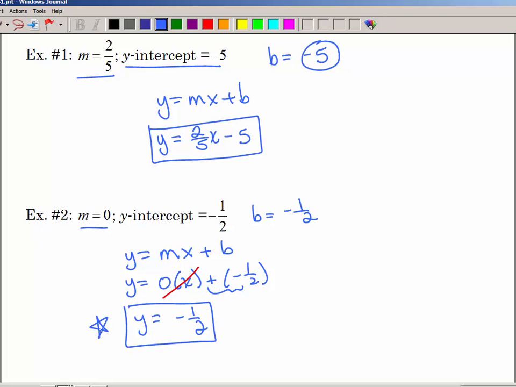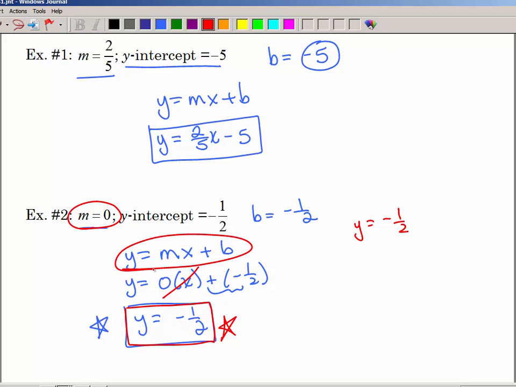Now this is very important. Look at what happened. When our slope is 0, and hopefully you remember what kind of lines have a 0 slope? Horizontal. A horizontal line has an equation of only y. We could have just written down the answer of y equals -1/2 instead of going through that formula. But we'll practice that a bit more.